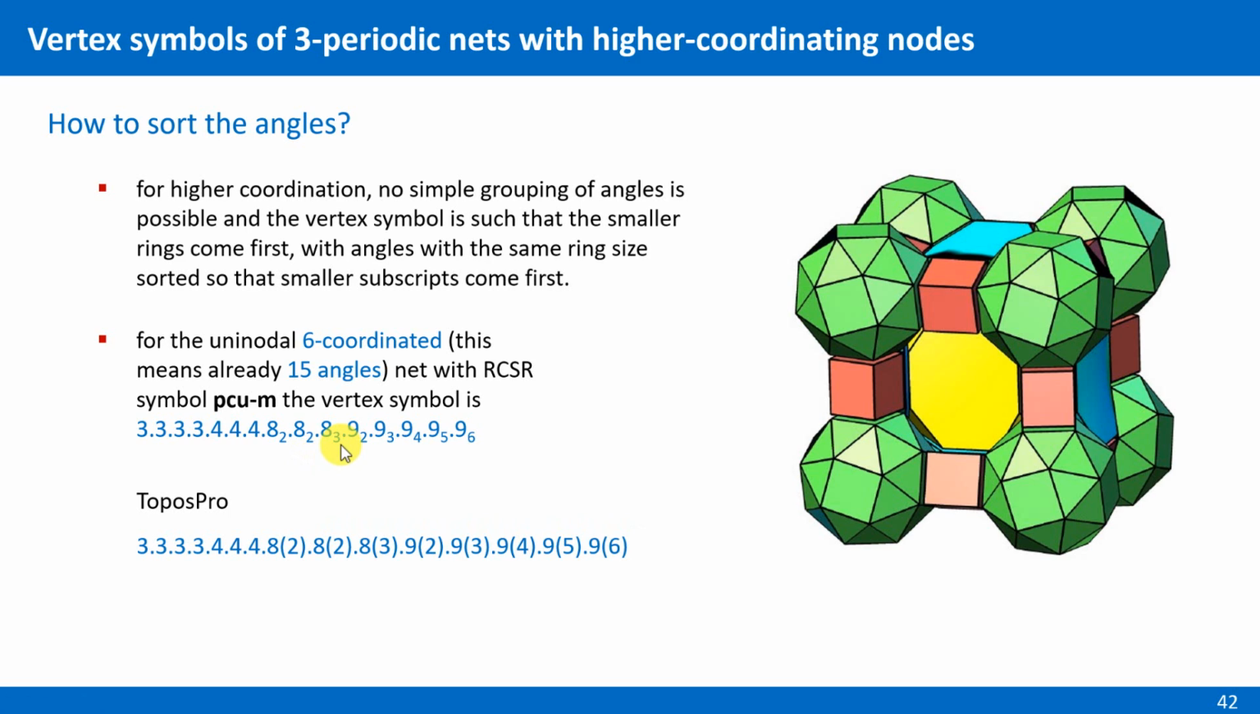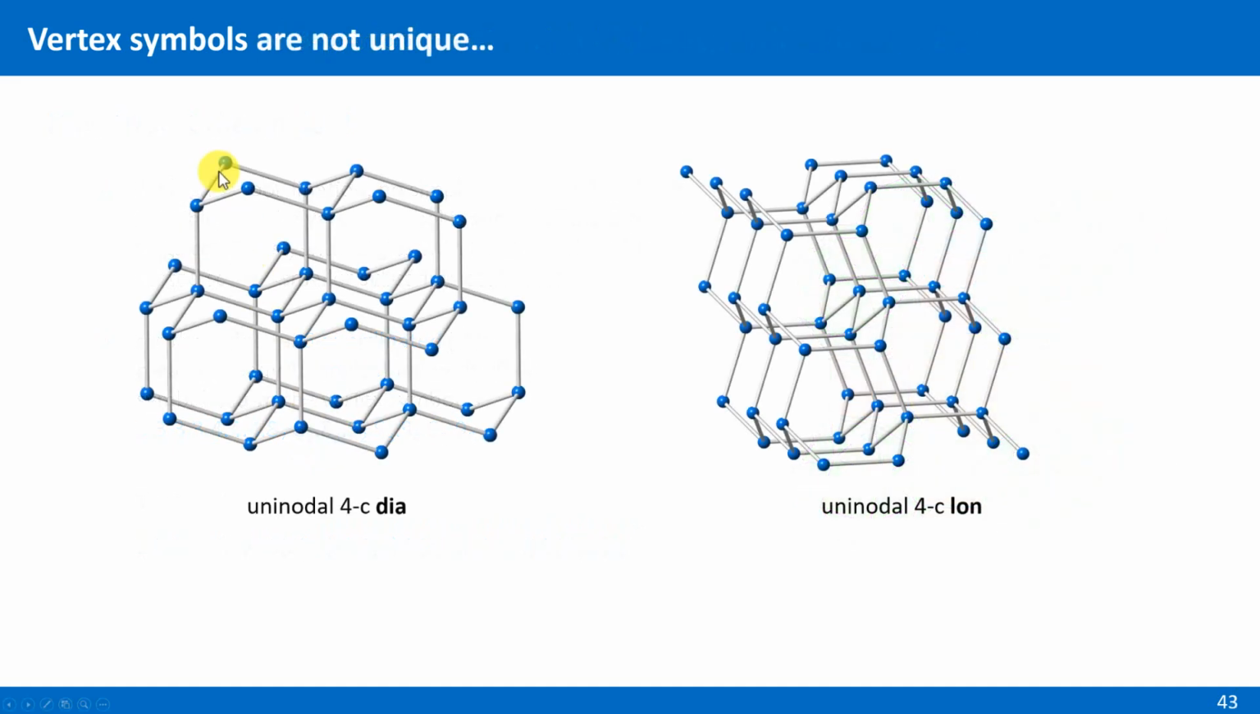And now the question is: is the vertex symbol sufficient to characterize a net? Unfortunately, this is not the case. There are a few nets for which the vertex symbol is identical. This means that the vertex symbol alone is not sufficient in order to discriminate between different nets. This is the case, for instance, for these 2 nets, diamond and Zeolite.